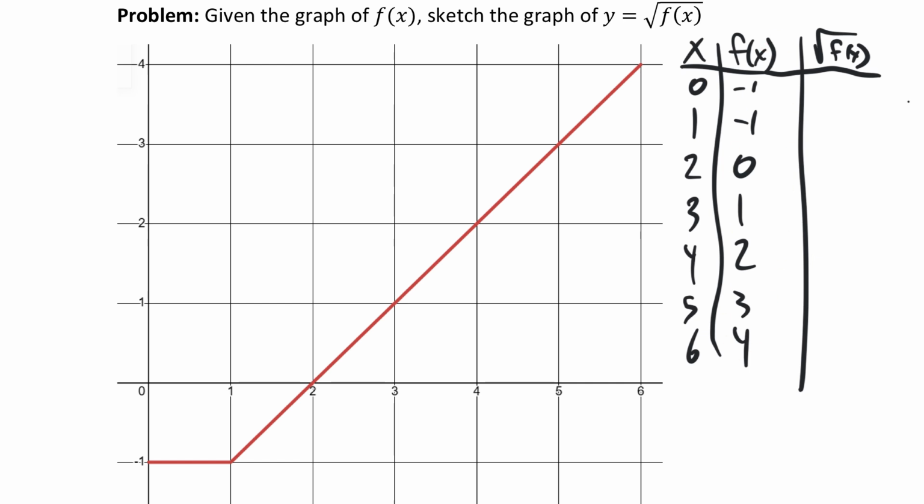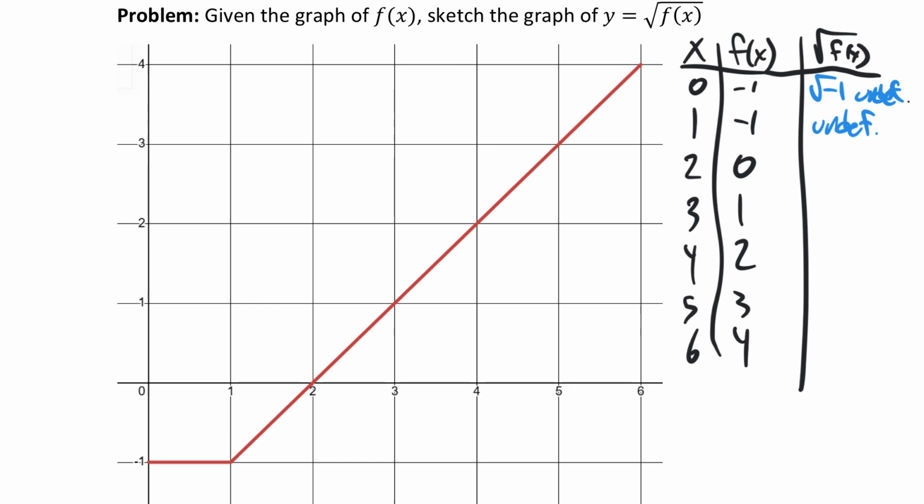And when you do that, something weird happens, because what's the square root of -1? I don't think we can do that. That's going to be undefined. So there's actually going to be no point here. What's the square root of -1 here again? Nothing. This is undefined.